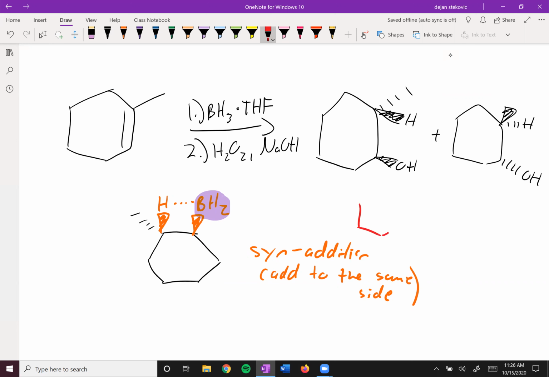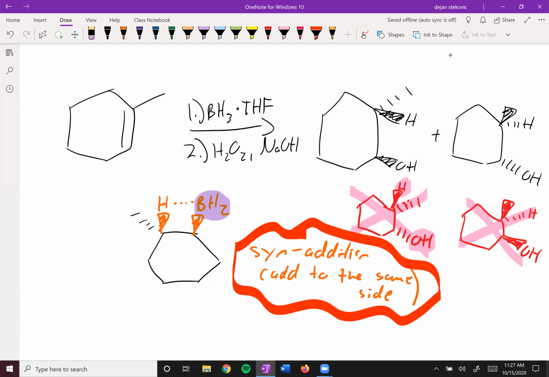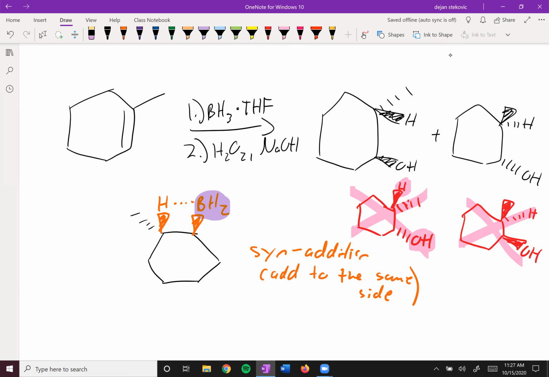But then if you think about some other products that you might envision, right, where our H and our alcohol have added anti to one another, we can't get that because the mechanism won't allow it, right? So you don't get that compound, and then you don't get the enantiomer of this compound either. Right, so none of this, it must go through this syn addition, right? So the hydrogen and the alcohol must be added across the same side.